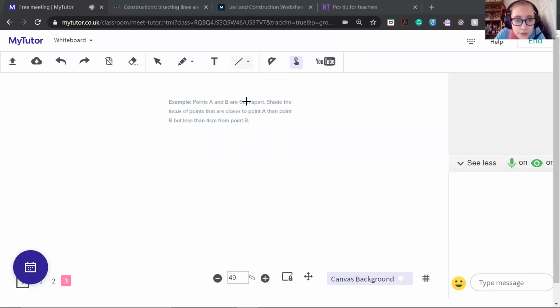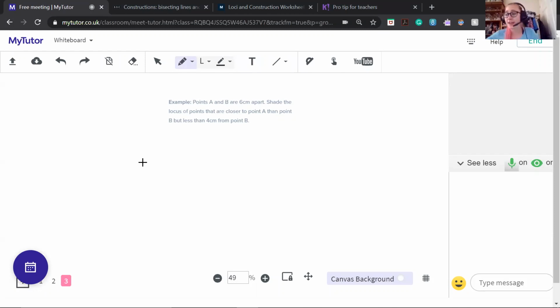So the first thing that we do is, obviously you can do this if you have a pen and paper and a ruler. Try this one, you will be able to do on paper because you can measure 6 centimeters. I'm just going to be guessing on here and drawing it as accurately as I can. So points A and B are 6 centimeters apart. So I'm going to draw a line between them. This is our 6 centimeters. Point A and point B.